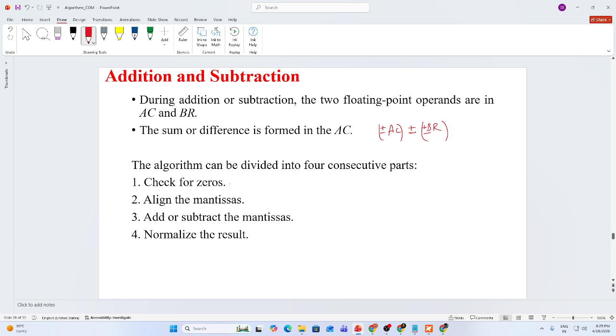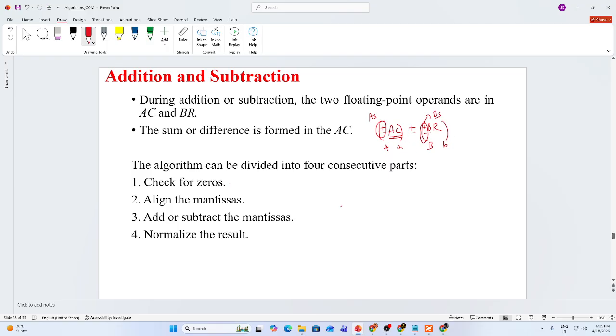The mantissa is like a fixed point number, a whole number. The sign, plus or minus, is stored in AS, and the other sign is stored in BS. Similarly, the mantissa of one number is stored in A and its exponent in the small a; the mantissa of the other is stored in B and its exponent in the small b. Now, what is the meaning of checking for 0?